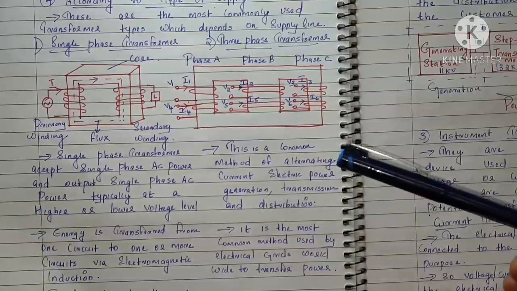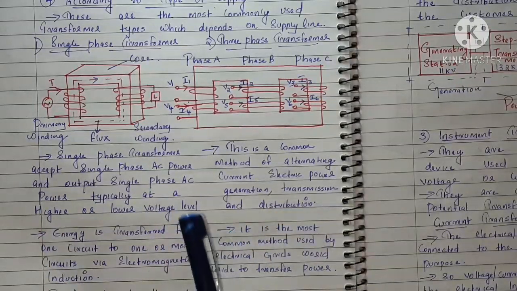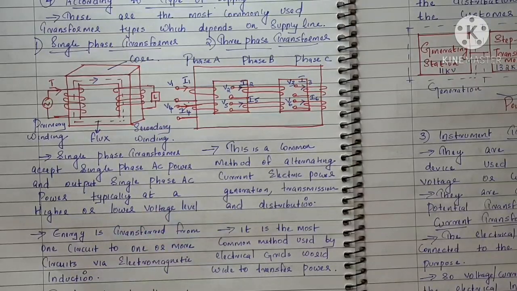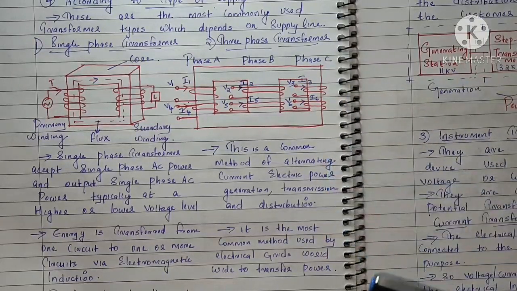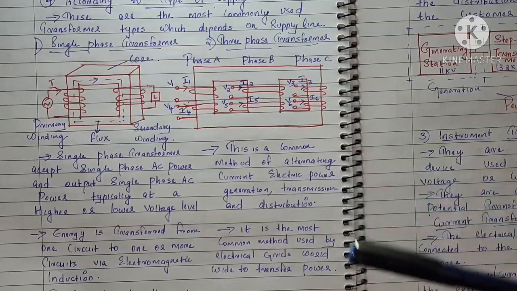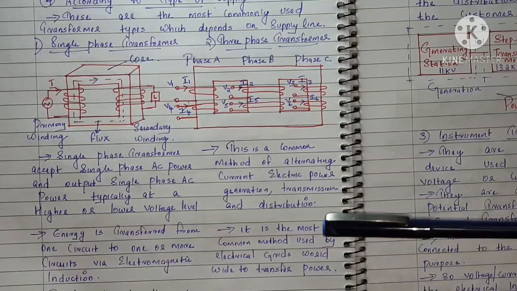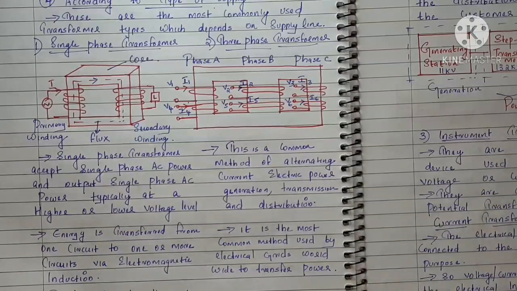The single phase transformer accepts single phase AC power and outputs single phase AC power, typically at a higher or lower voltage level. Energy is transferred from one circuit to one or more circuits via electromagnetic induction. The three-phase transformer is a common method of alternating current electric power generation, transmission and distribution. It is also the most common method used by electrical grids worldwide to transfer power. This is how we represent the three-phase as well as single-phase transformer.